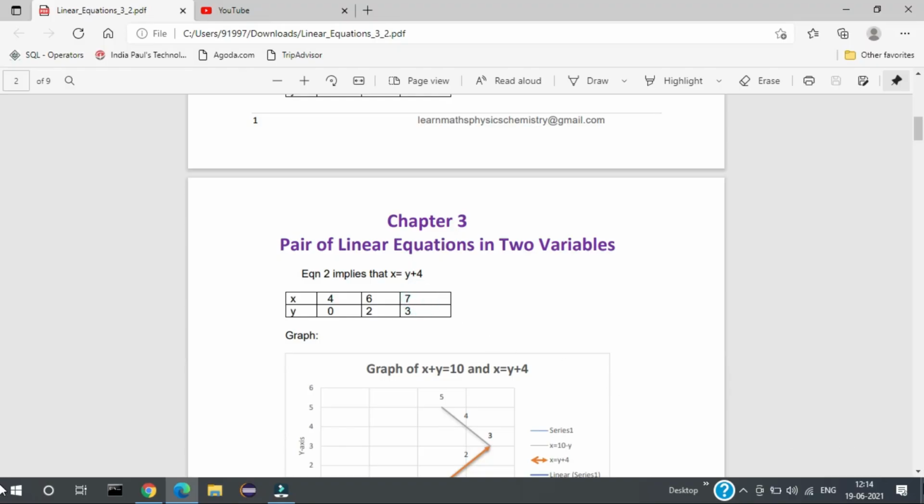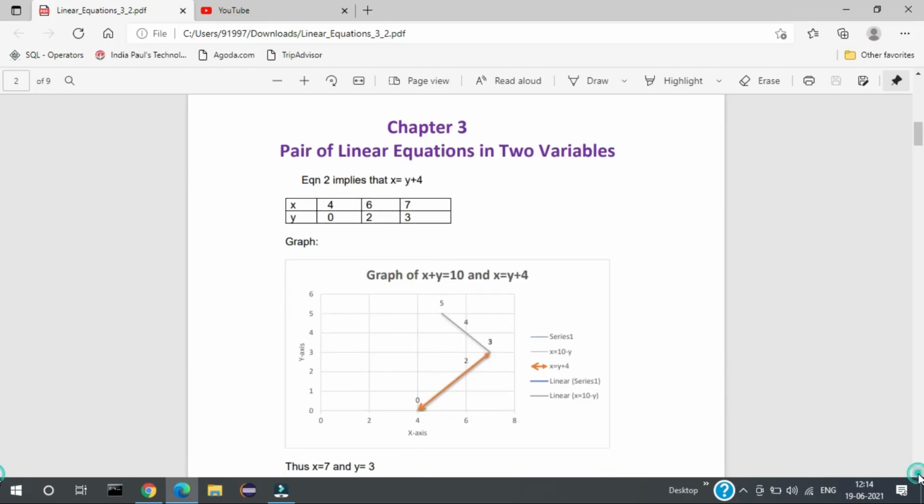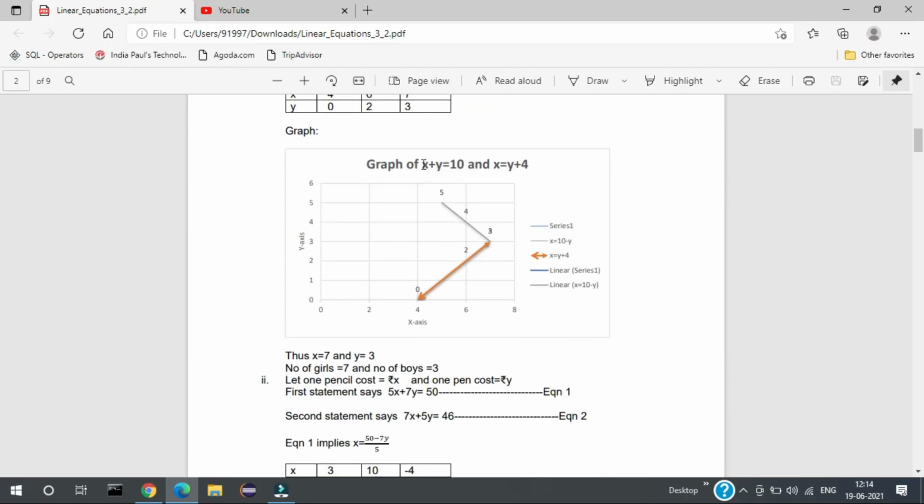So plotting on the graph: the graph of x + y = 10 and x = y + 4. First the x axis and y axis. First x = y + 4: this orange line indicates x = y + 4, and this one is x = 10 - y.